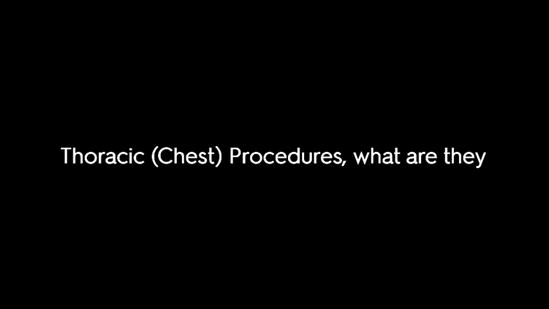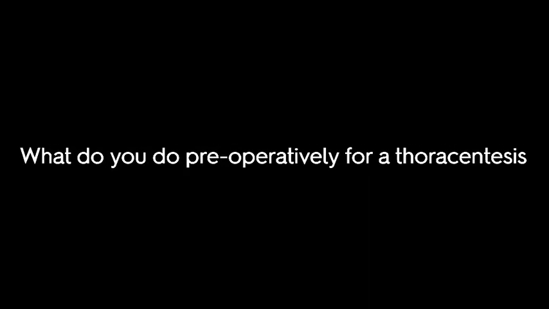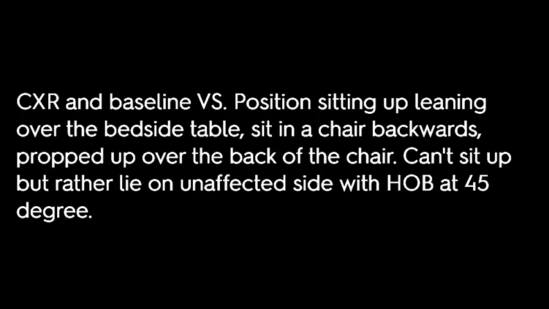Thoracic procedures, what are they? Thoracentesis and chest tube. What do you do preoperatively for thoracentesis? CXR for baseline versus position sitting up, leaning over the bedside table. Sit in a chair backwards, propped up over the back of the chair. Can't sit up, but rather lie on unaffected side with HOB at 45 degrees.